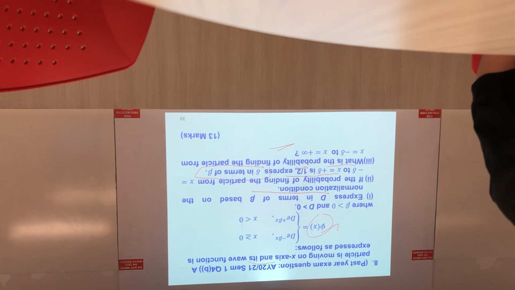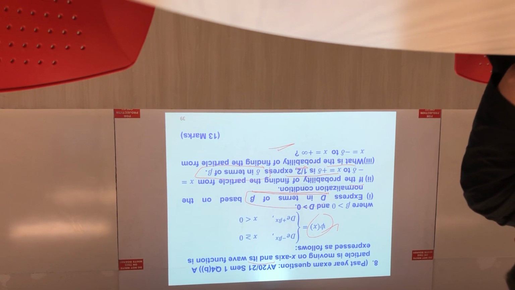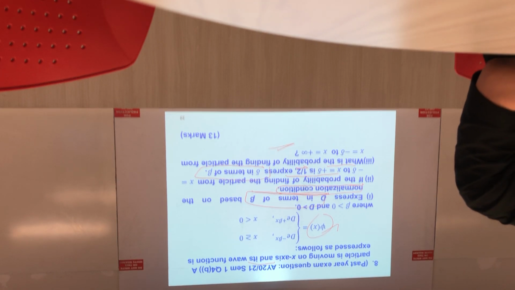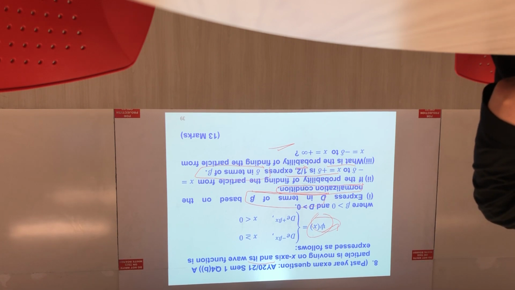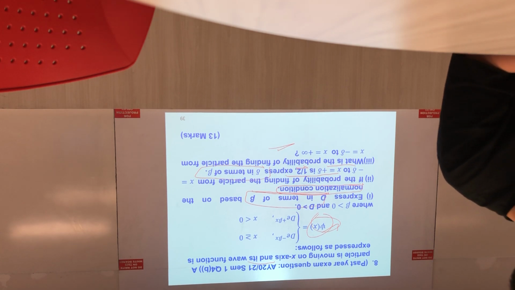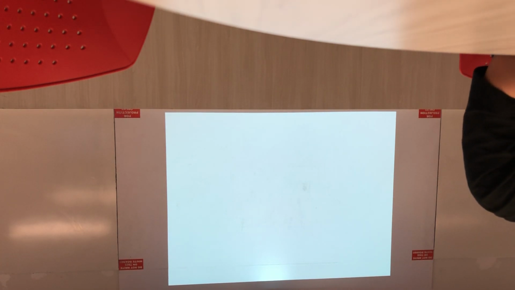Let's try to solve this. First of all, we want to find d expressed in terms of beta under the normalization condition. So what does this mean? After normalization, this probability becomes 1, isn't it? With the normalization, the probability becomes 1. So we are going to use this normalization condition.